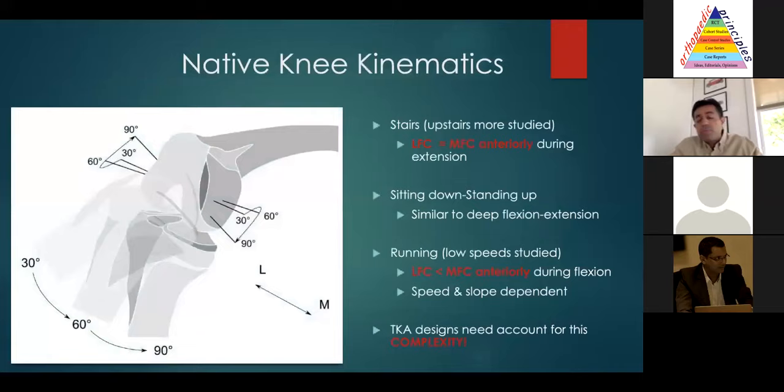What about using stairs? In using stairs, people have studied going upstairs more than coming downstairs. And in that, again, there is anterior translation during extension, and there is equivalent translation between the lateral femur and the medial femur, so that it's the same amount. What about sitting down and standing up? So from a chair, from a car, that happens to be similar to deep knee flexion and extension.